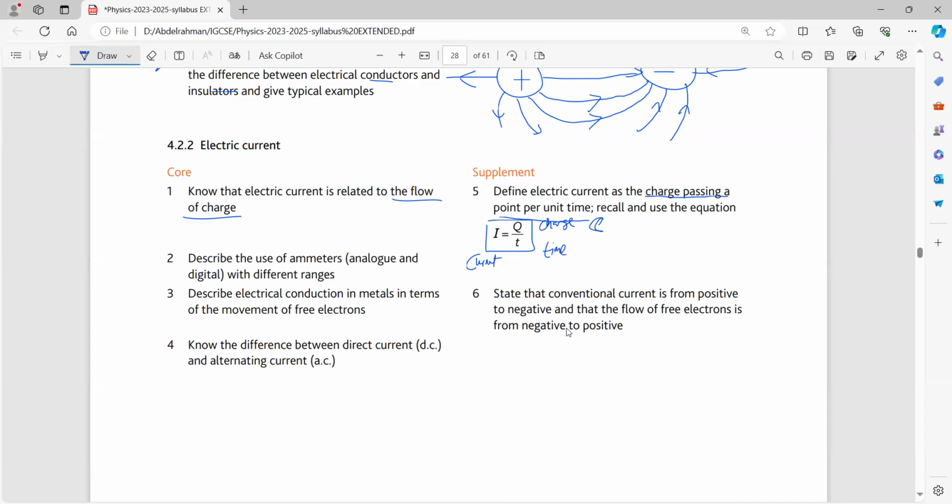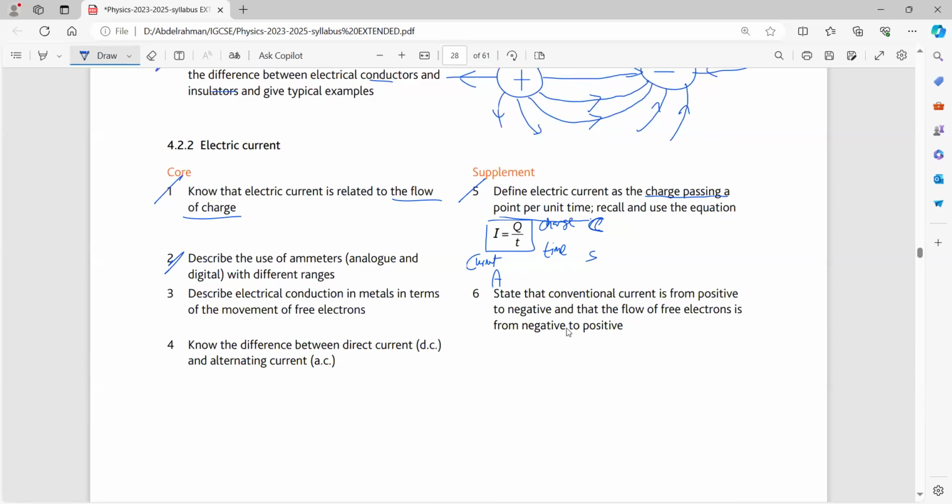Charge in coulombs, time in seconds, and current in amperes. Describe the use of ammeters. How can we use ammeters, either analog or digital? Quite easy. We can just take the reading from the analog or the digital ammeter.